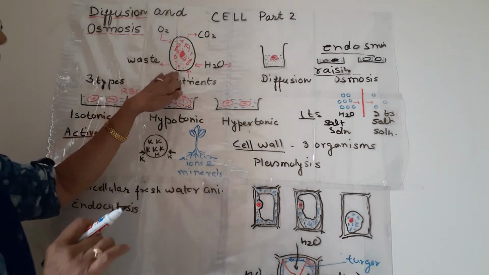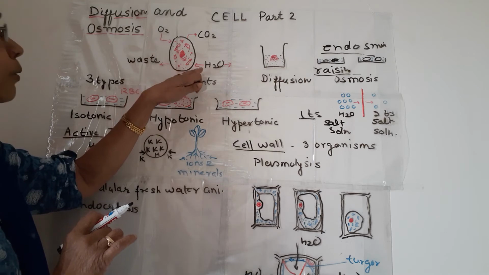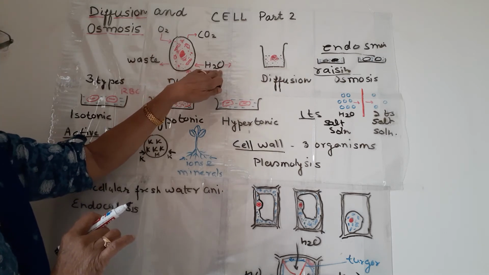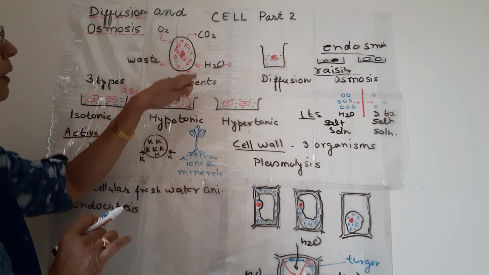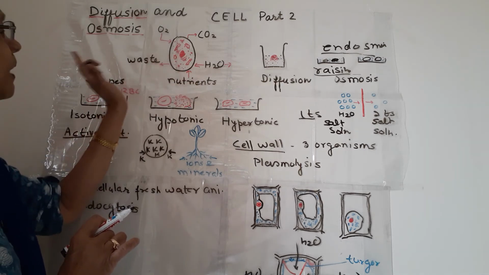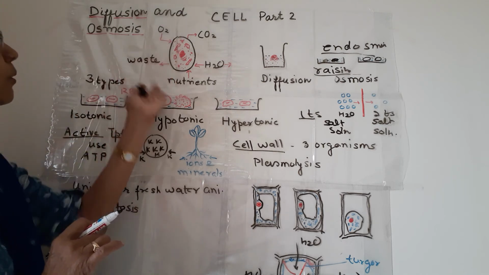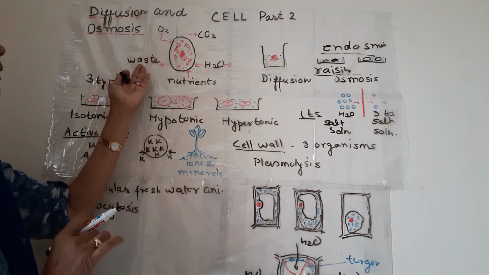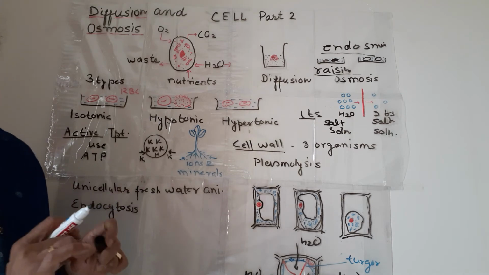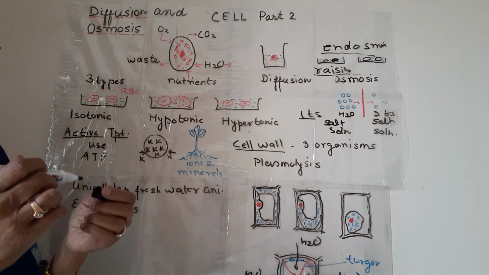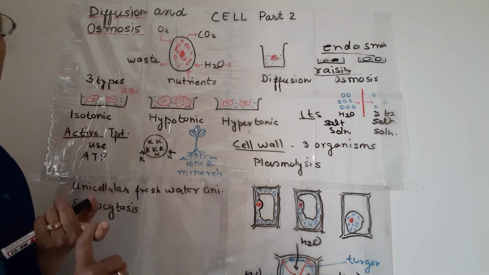Now this is the cell. Again we come to this cell. Water goes in through the semi-permeable membrane. So this is by osmosis. Nutrients also go in through this membrane, so it is also osmosis. And waste products which are coming out of the cell are also through this membrane, and so it is also under osmosis.